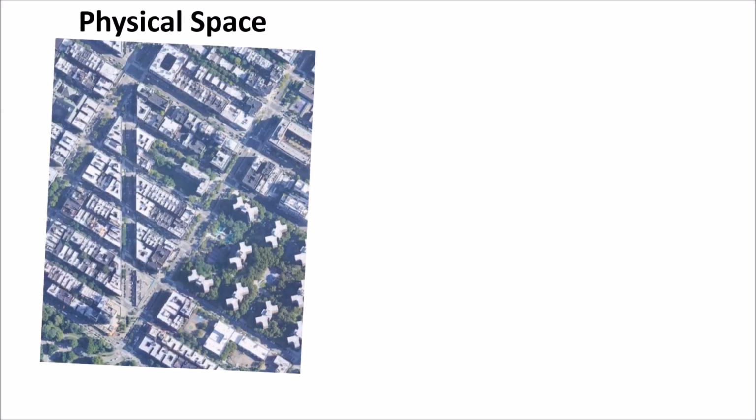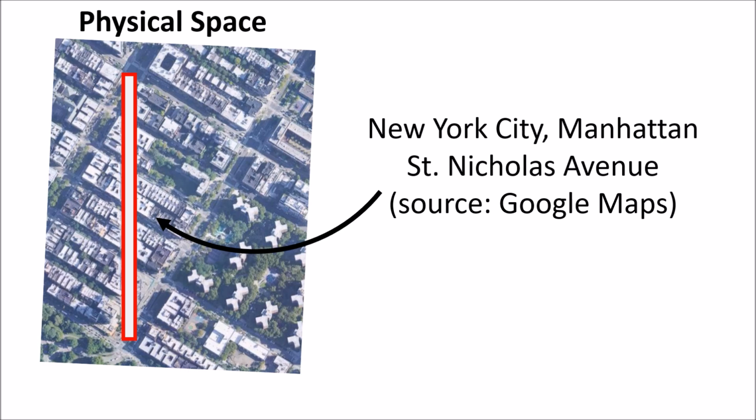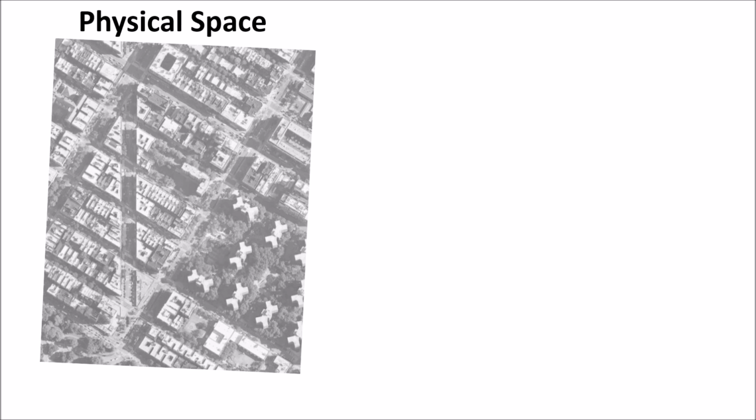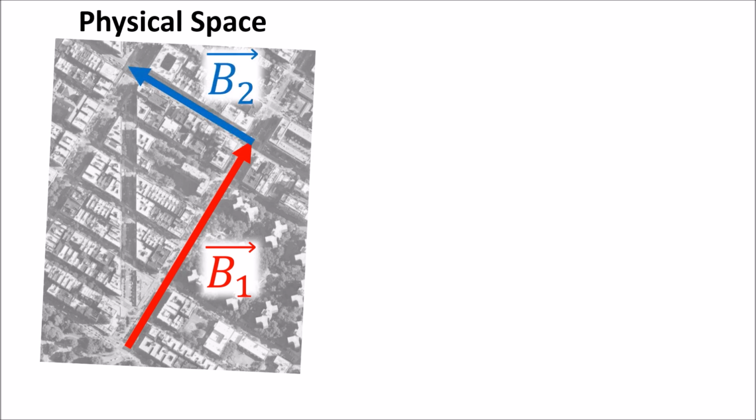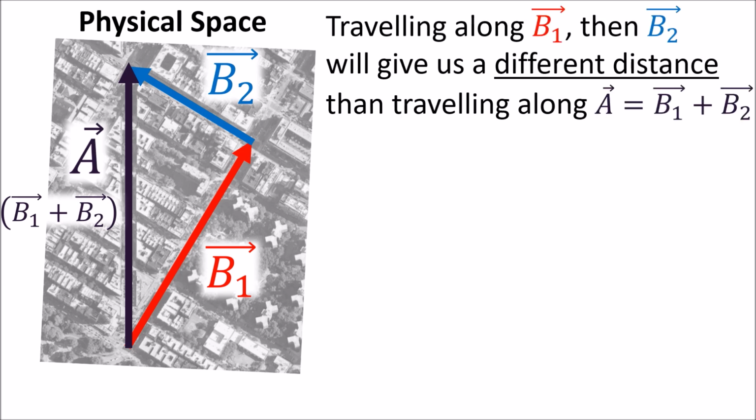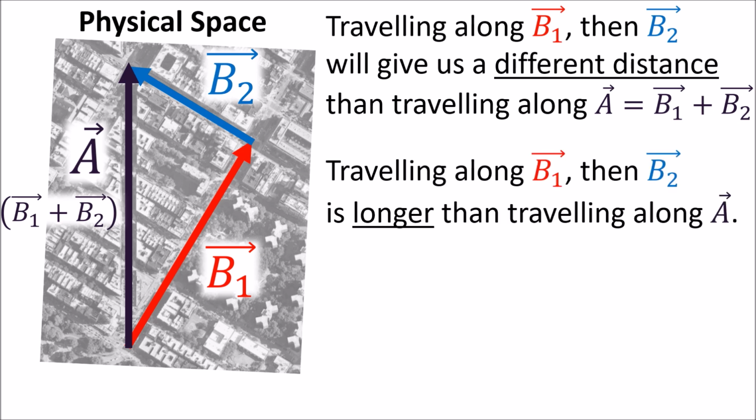In New York City, on the island of Manhattan, most roads are arranged on a grid. But there's one street called St. Nicholas Avenue that runs diagonally through the grid. It should be common sense to us that traveling along the streets in the main grid, along vector B1 and then along vector B2, will give us a different distance than traveling diagonally along the vector A, which is the vector sum of B1 and B2. The total length of the vectors B1 and B2 is actually longer than the length of the vector A.